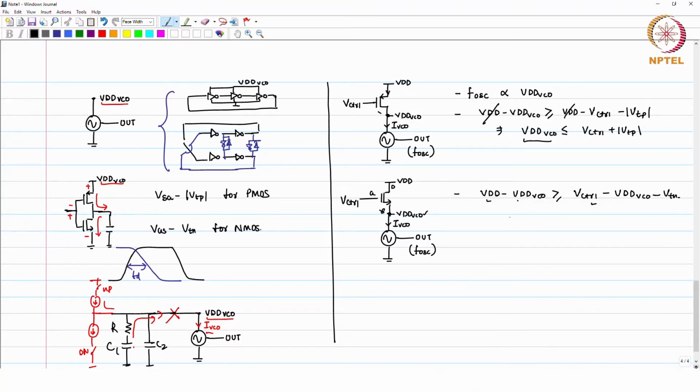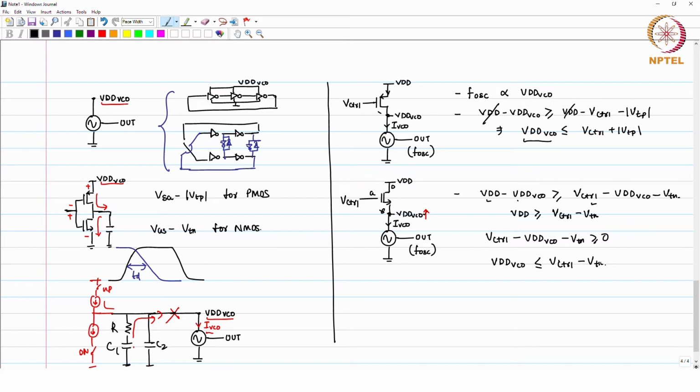So, here the only thing which we may need to make sure is that your VDD is greater than V control minus VTN. Okay, that is one condition. The problem here is if you try to increase your VDD VCO, then your VGS minus VTH for the NMOS transistor will go to 0. So, what we need is V control minus VDD VCO, this is VGS minus VTN, should be greater than or equal to 0, which means that VDD VCO is less than or equal to V control minus VTN.